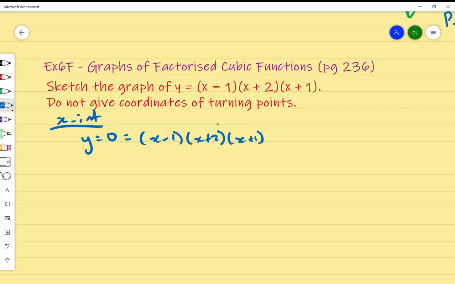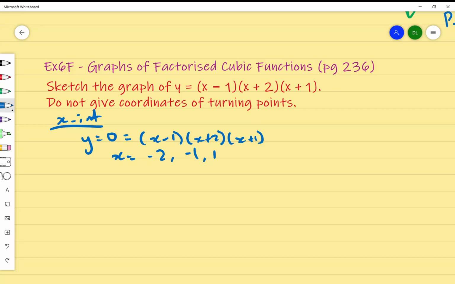Using null factor theorem, I get x equals to what, Lucas? Negative 1 and negative 2. I'm going to rewrite that over here. Negative 2, negative 1 and 1. Now, the reason why I like writing it in chronological order or ascending order is because it just gives us something so we can see where those intercepts are in reference to our x-axis. So, we found our x-intercepts.